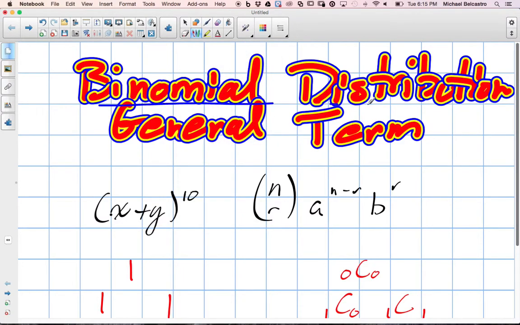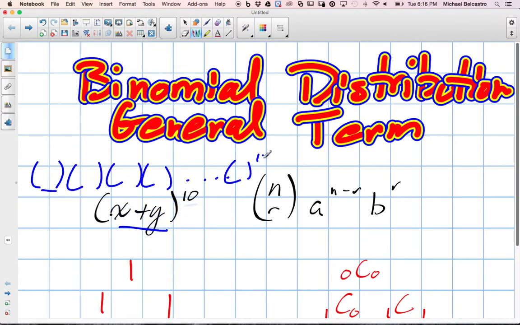Look at binomial distribution or expansion, depending what word you use there, and the general term or the general theorem. So let's say we have to distribute or expand this binomial. It's a binomial because there's two terms within the bracket and to the power of 10. I guess the basic way to do it would be to write this binomial and multiply it by itself 10 times till we got to the 10th one.